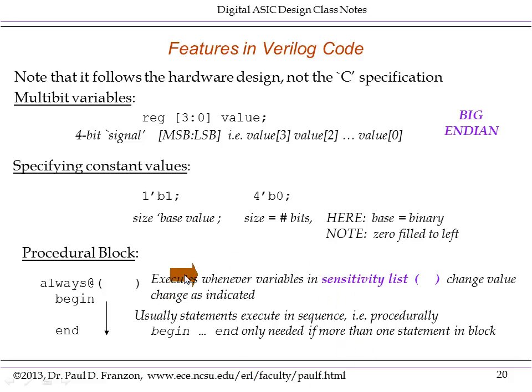And again, the concept in a procedural block is that when variables in the sensitivity list change value as indicated, in this case positive edge on the clock and only a positive edge, then the statements between a begin and an end execute in sequence, that is procedurally. This is much like how C is a procedural language.